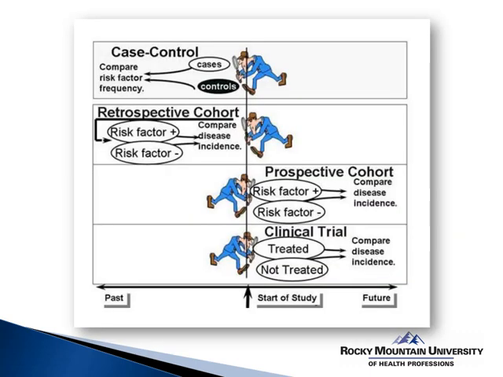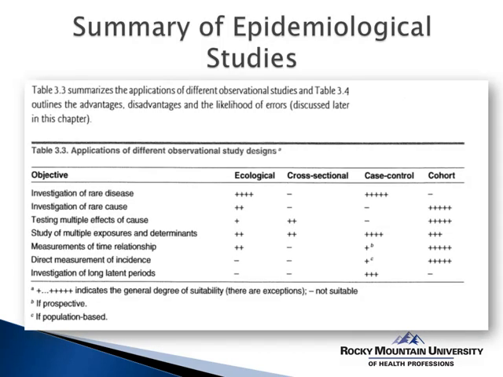This is a nice way to think about the discovery of risk. Prospective, P, planned, it goes into the future. Same thing with clinical trials. Retrospective and case controlled, we're looking into the past.